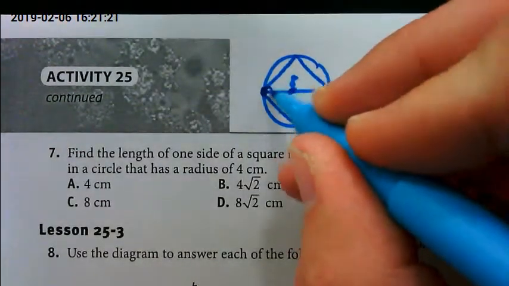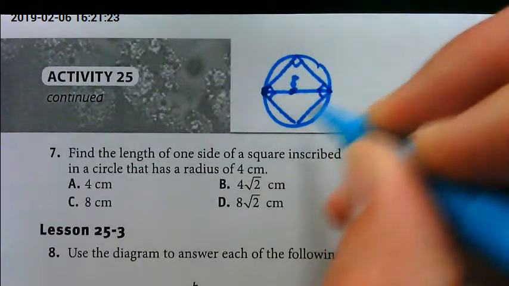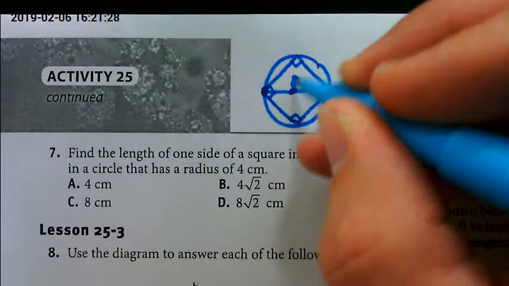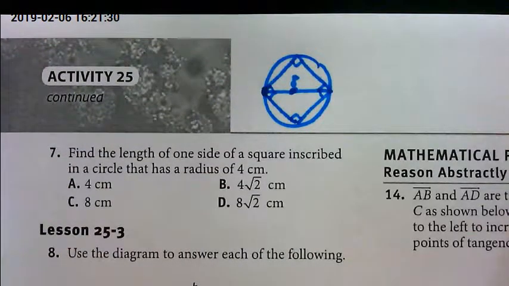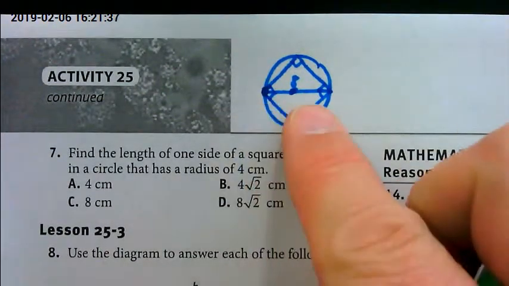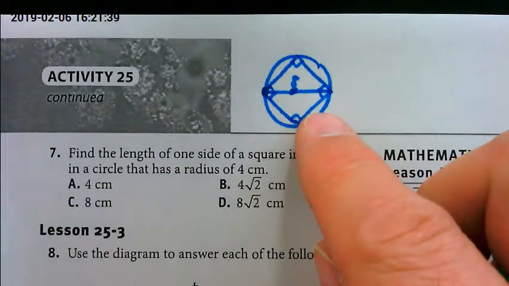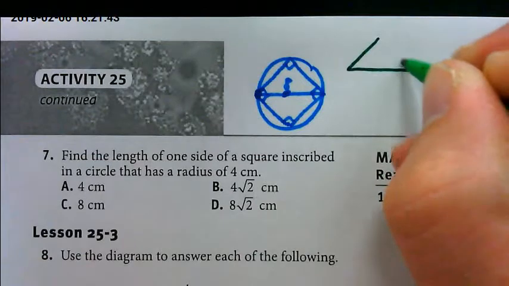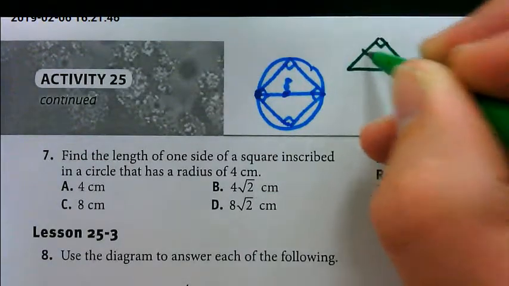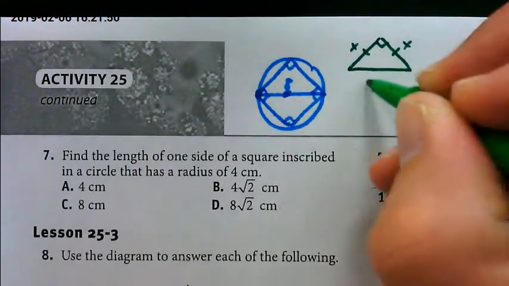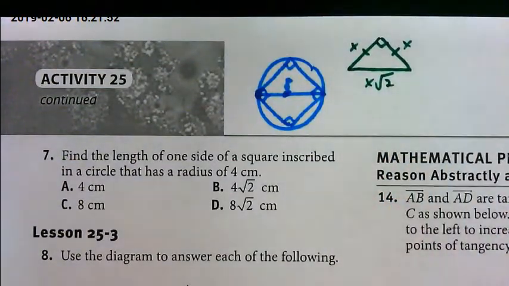Everybody see the square? So, we know this distance is 8. Now we're going back to our trig from last chapter on this one. We know that's 8. And this diameter is splitting this into what type of triangles? What type of right triangles? Isosceles right triangles. Right? And if these are x, this is x times square root of 2.